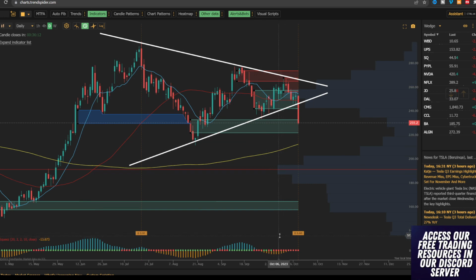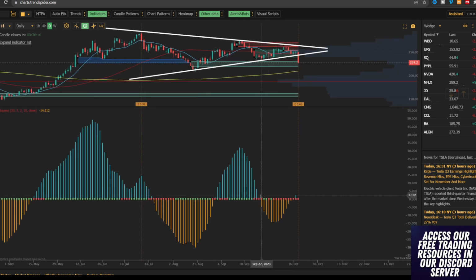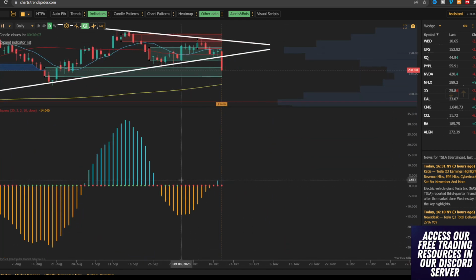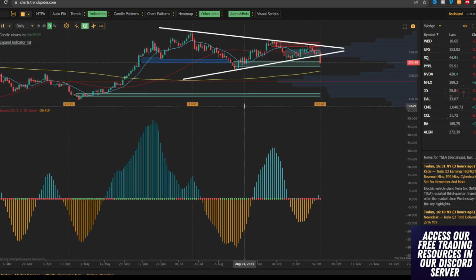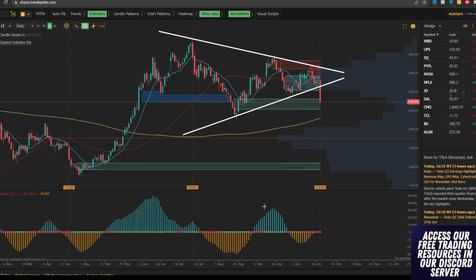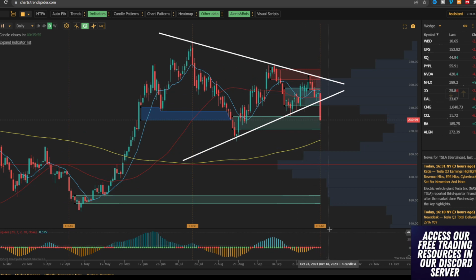On top of that, if we make our TTM squeeze bigger, basically what this is going to do is show us when the Bollinger Bands are squeezing. So when the TTM is red, it means that a squeeze is engaged. Now this is very important because the longer that a squeeze is engaged, most of the time, the more violent and more volatile the release of the squeeze will be.